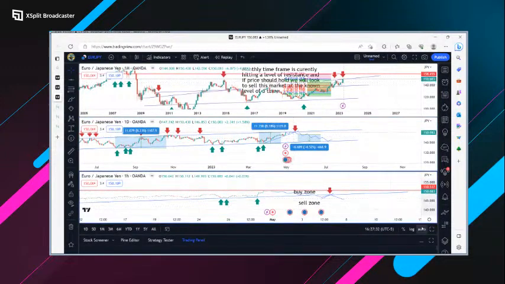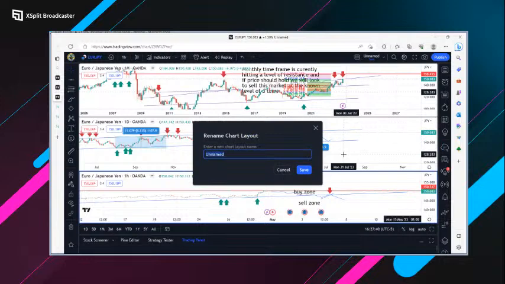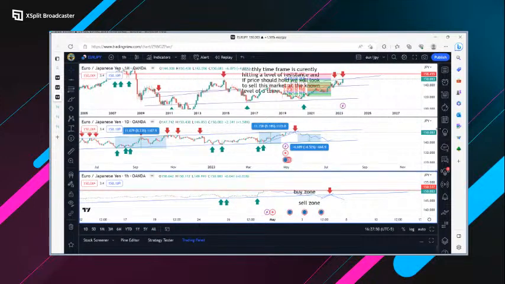Man, that felt good. It looks good. Let's save it real quick. Let's rename it. This is Euro JPY. We're gonna save that.